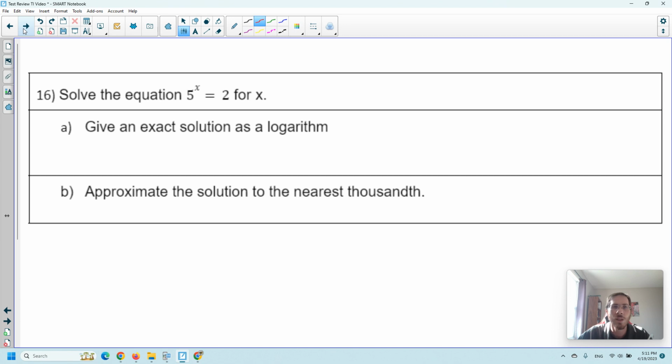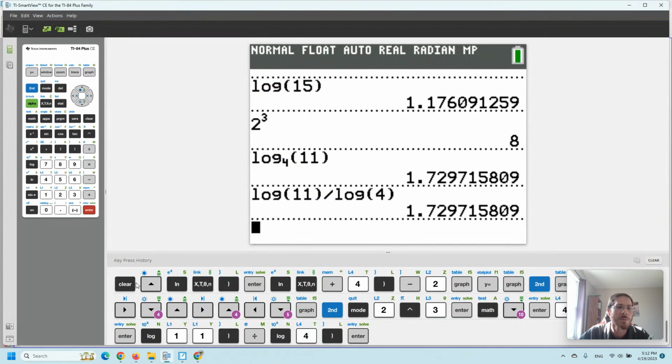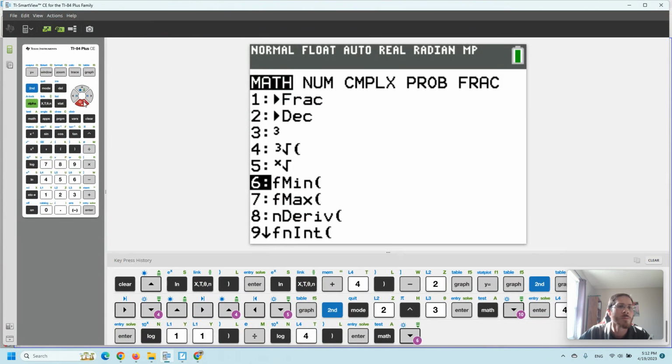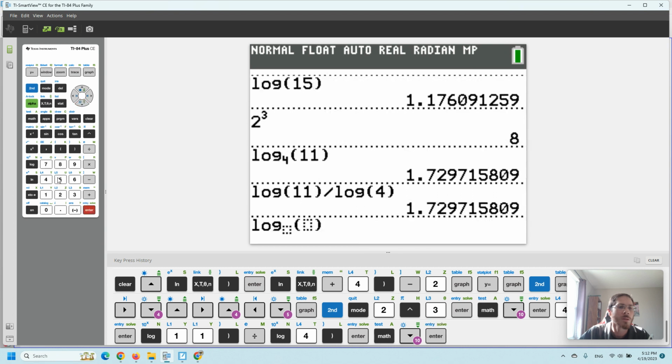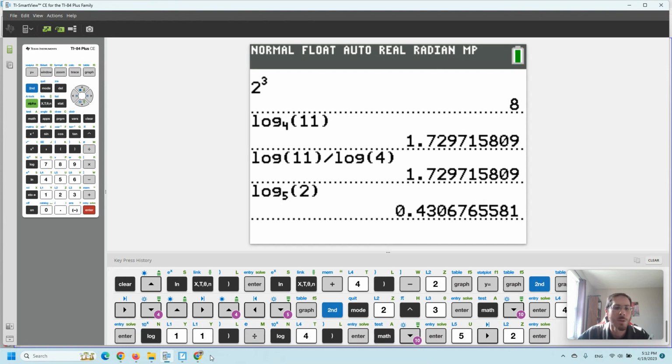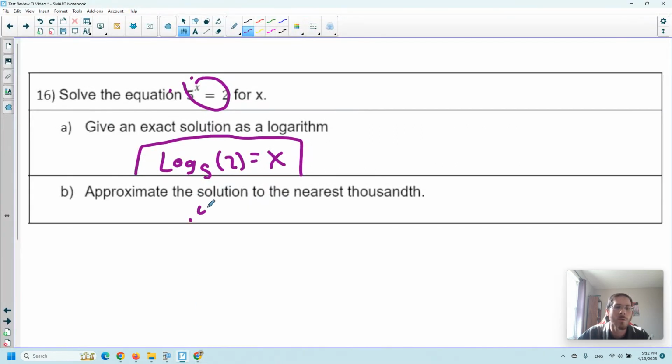16 looks like it's the exact same. All right, well, let's do it the exact same way. So 5 to the 2nd. Log base 5 of 2 equals x. Approximate the solution to the nearest thousandth. We can do that. 0.4306 to the nearest thousandth, 0.431.